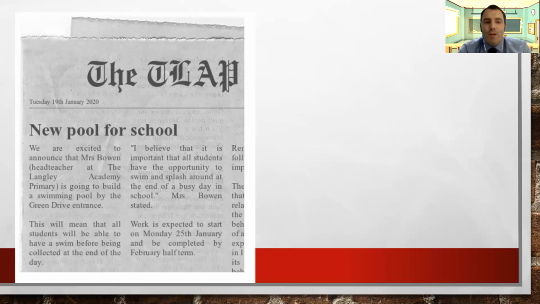This will mean that all students will be able to have a swim before being collected at the end of the day. I believe that it is important that all students have the opportunity to swim and splash around at the end of a busy day at school, Mrs. Bowen stated. Work is expected to start on Monday, the 25th of January and be completed by February half term.